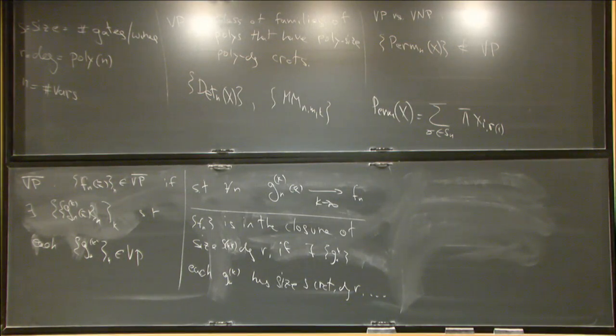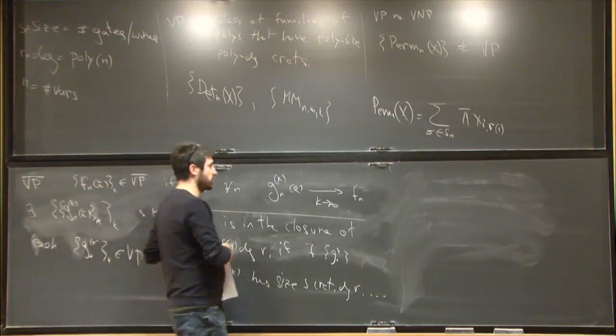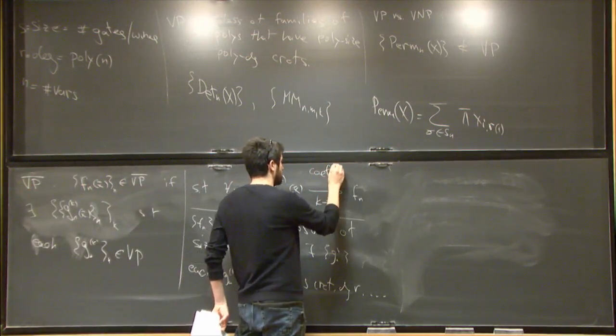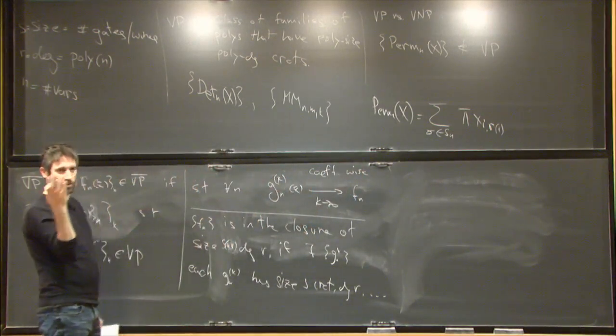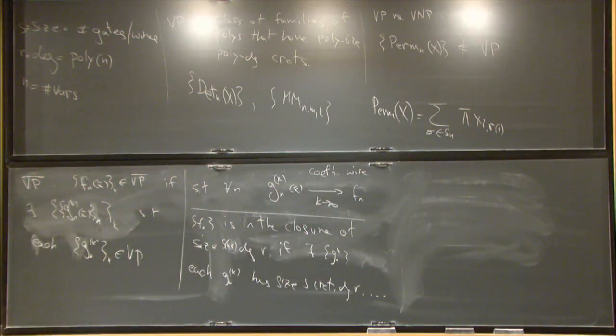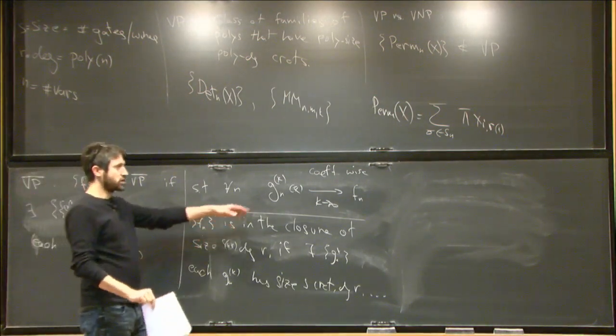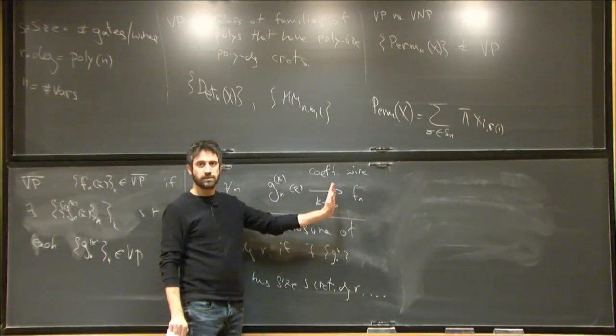Clearly VP bar contains VP, because a polynomial family is its own limit. When we speak about limit, it's coefficient-wise. You can think about Zariski topology, but here it's just the usual Euclidean topology, where you think about each polynomial as a vector of coefficients. Those vectors of coefficients converge to the vector of coefficients of that polynomial. That's the meaning of taking a limit.